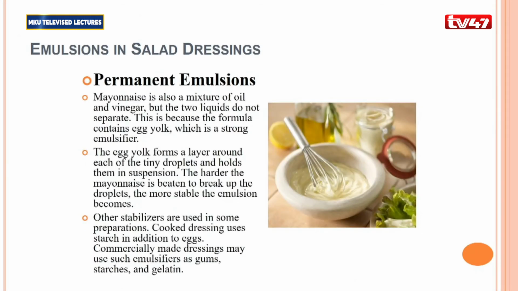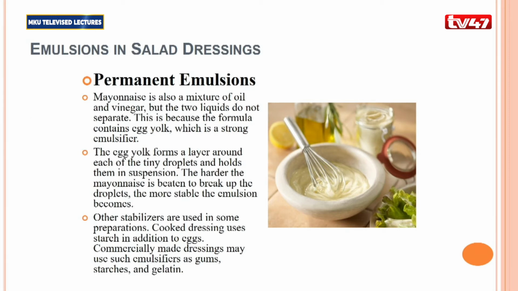Then we have the permanent immersion, and we are saying that this is a mayonnaise. A mayonnaise is also a mixture of oil and vinegar, but the 2 liquids do not separate. Why? Because we are going to use the egg yolk, and that egg yolk becomes an emulsifier. It is a very strong emulsifier such that the 2 will not be able to break. What usually happens is that the layer around the egg yolk forms tiny drops, and they hold them in suspension.